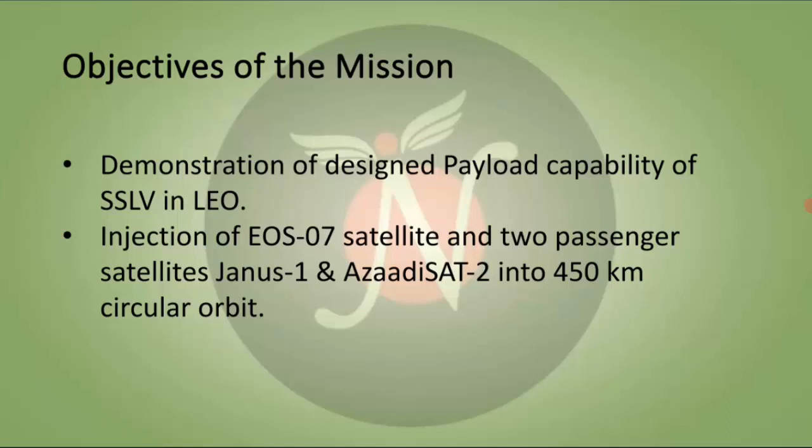Now we will move on to the objectives of the mission. First is demonstration of the design payload capability of SSLV in LEO, and injection of the EOS-7 satellite and two passenger satellites, Janus-1 and AzaadiSAT-2, into a 450 kilometer circular orbit. Remember, this is a circular orbit and not an elliptical orbit.